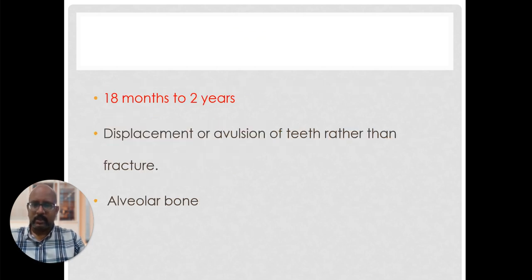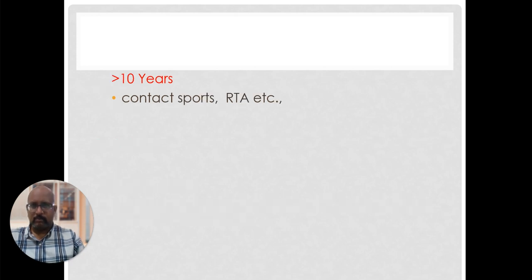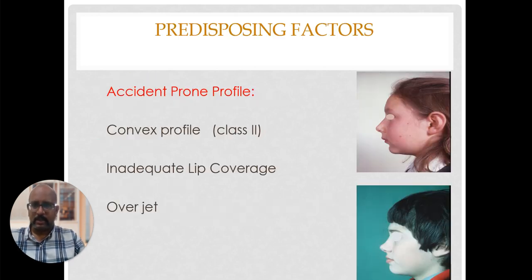Now, if you see the pattern of traumatic injuries, from 18 months to 2 years, it is more like an avulsion rather than a fracture. In 2 to 5 years, it is because of starting to run or walk, so there will be forward injuries to the anterior teeth, with a similar pattern to the previous one. In 5 to 10 years, it will be soft tissue injuries and crown fractures. And after 10 years, it is mostly contact sports and RTA.